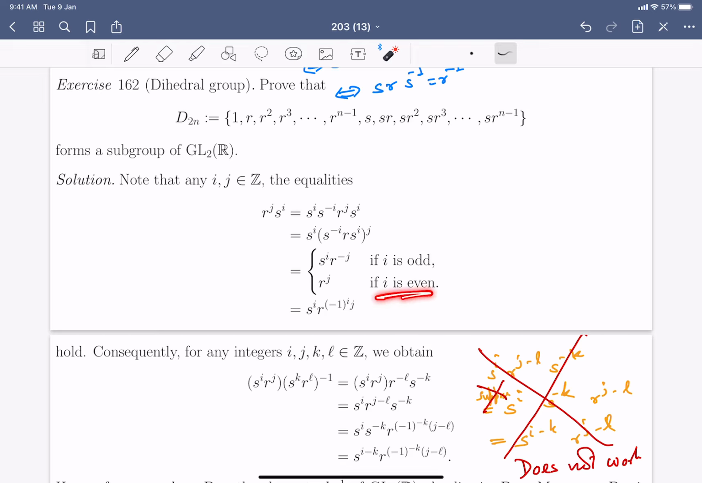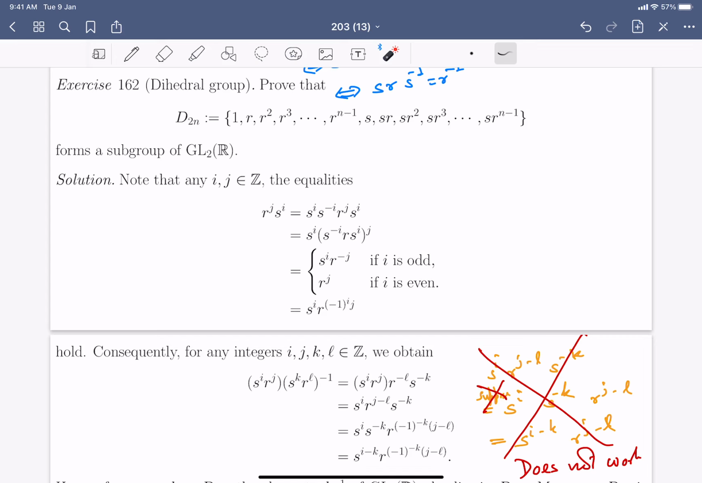Because if I is even, then S power I disappears, in the sense that this becomes identity, so it doesn't play any role while multiplying. And if S power I is identity, then these two elements also disappear. In other words, they become identity more precisely. So then you have just got R power J, and when I is odd, then of course you have S power I.